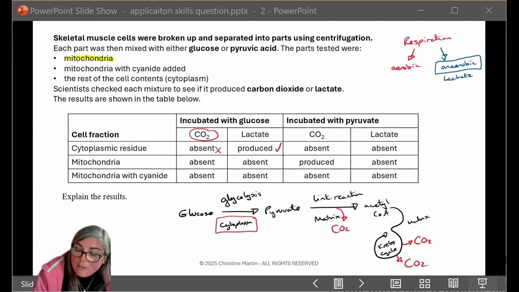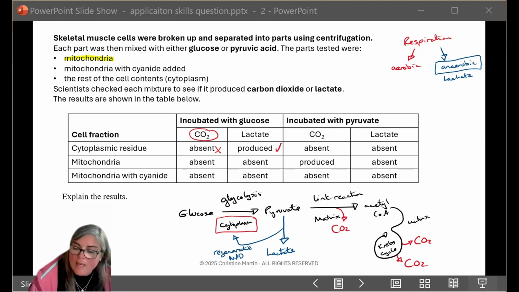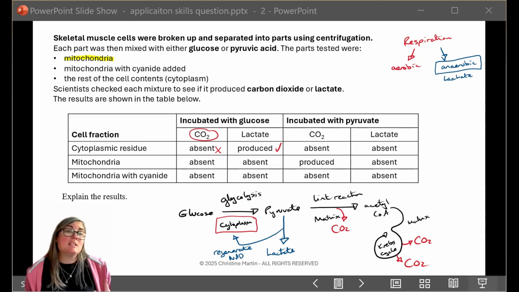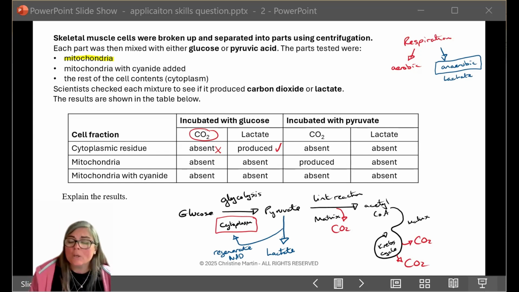So therefore, I know that if there is no oxygen present, the pyruvate can be converted into lactate so that we can regenerate our NAD coenzyme and therefore allow for glycolysis to happen again. So again, that is an expectation that we would have the lactate produced in the cytoplasm if we are doing anaerobic respiration. Let's look at what happens if we have incubation this time of pyruvate in the cytoplasm.